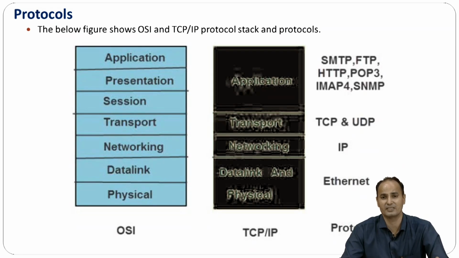At various stages, various protocols are used. At the application layer, we can see that SMTP, FTP, STTP, POP3, IMAP and SNMP protocols are used. At the transport layer, TCP and UDP are there. At the network layer, the Internet Protocol is used, and at the data link and physical layers, Ethernet is going to be used.